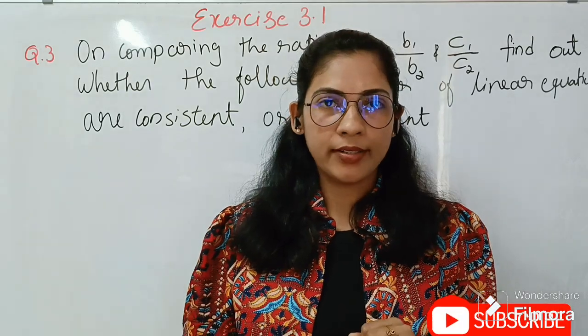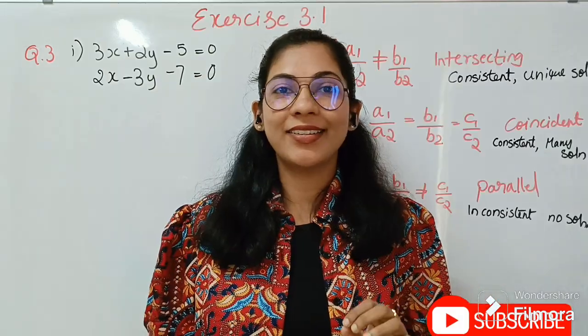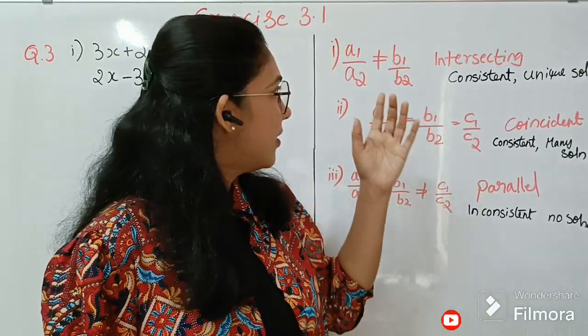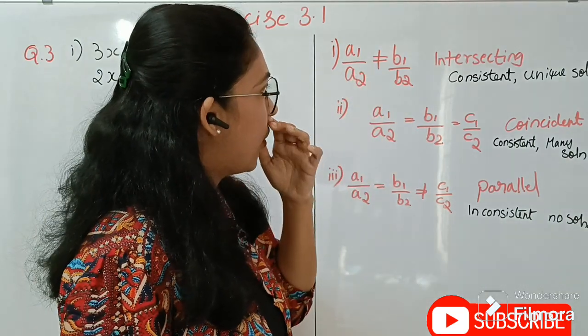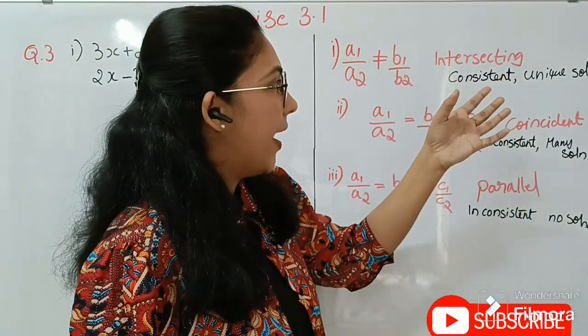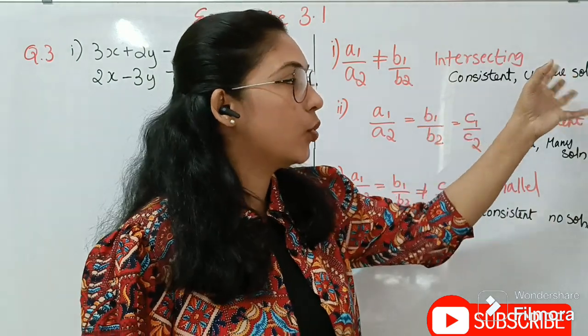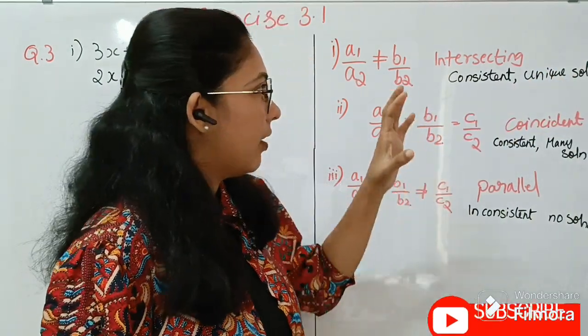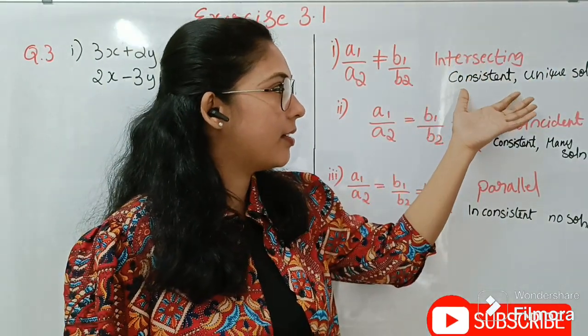Some important points, okay? Let us discuss some important concepts. That is, if a1 upon a2 is not equal to b1 upon b2, then it is an intersecting lines and it is consistent and it has a unique solution. Okay, if the lines are intersecting, it is consistent.